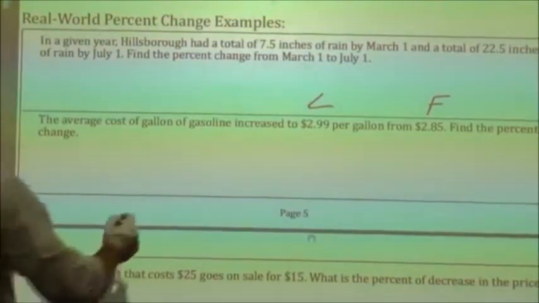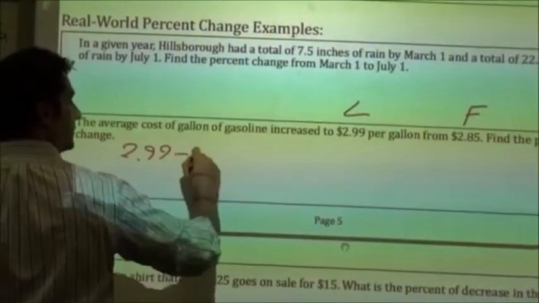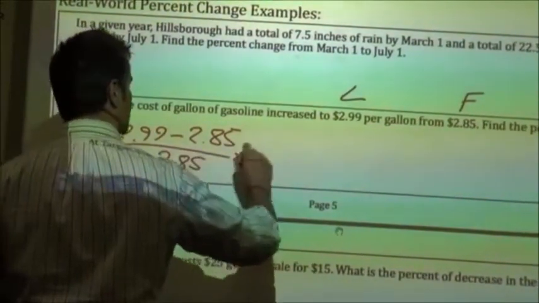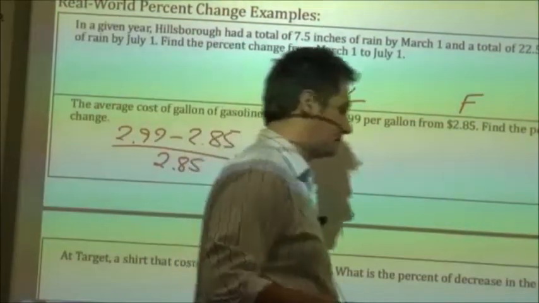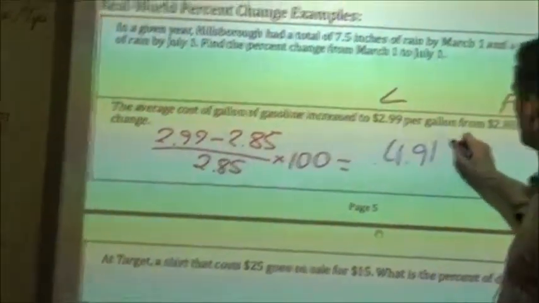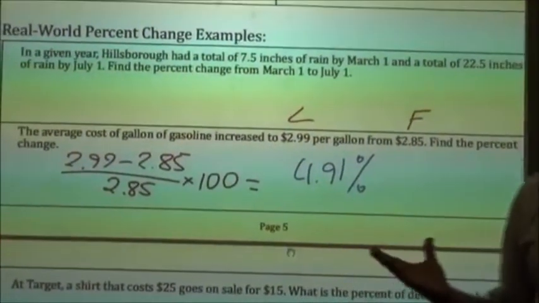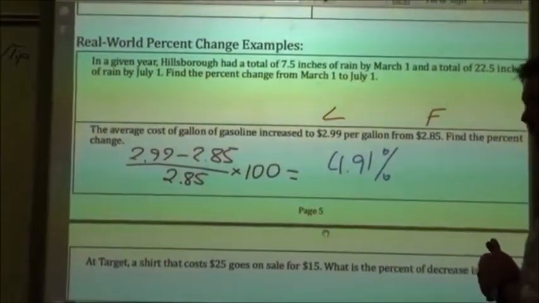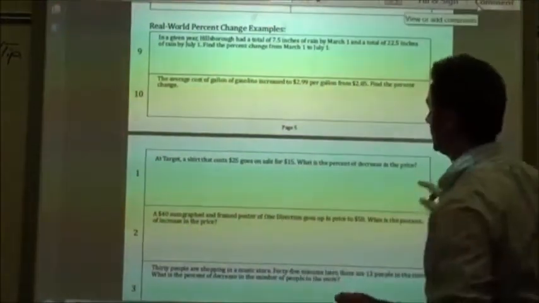So let's put this all together. Once again, the same formula. 2.99 minus 2.85 over 2.85 times 100. And when you multiply this all together, what do we get? 4.91%. How does it look? How do you feel? Do you feel good about it? Okay. Very nice. All right, let's see what we have here.